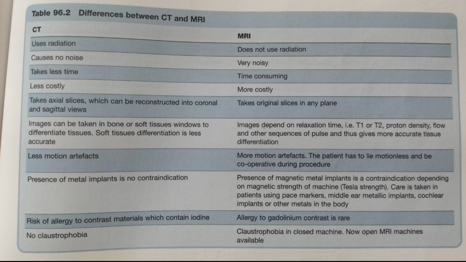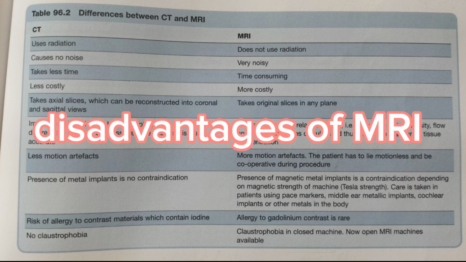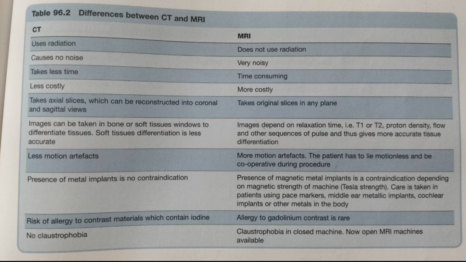But there are disadvantages of MRI because it takes a long time. It is not used for children and uncooperative patients. It is more expensive than CT scan, produces noise, and is not useful with metallic implants like cardiac pacemakers, cochlear implants, intracranial aneurysm clips, and metallic foreign body in the orbit. Okay, this is about CT and MRI.